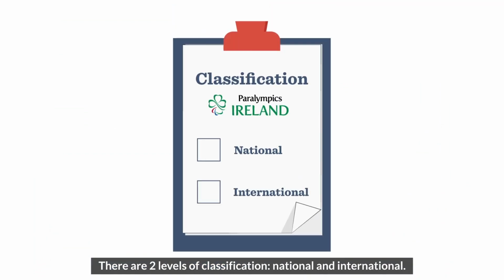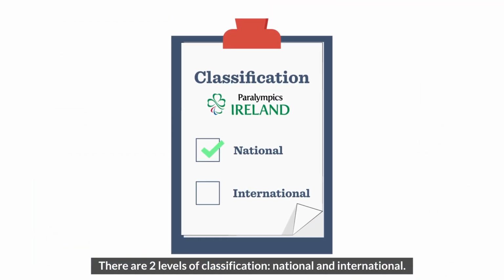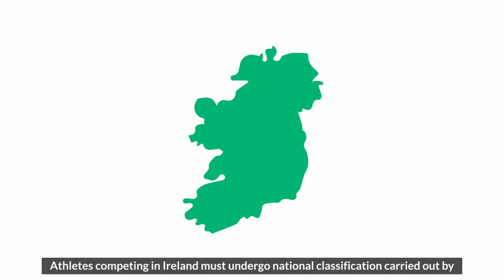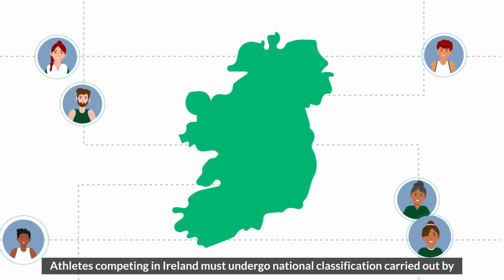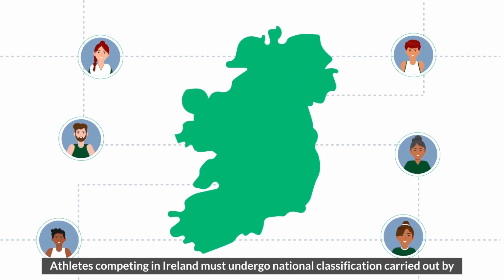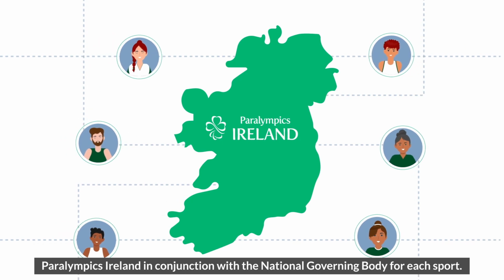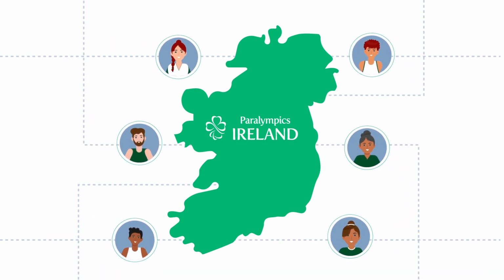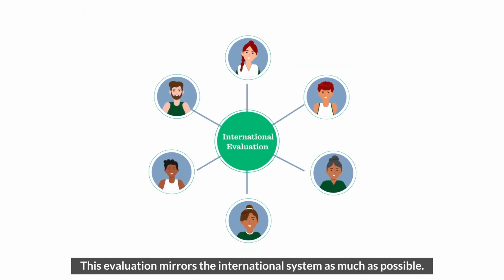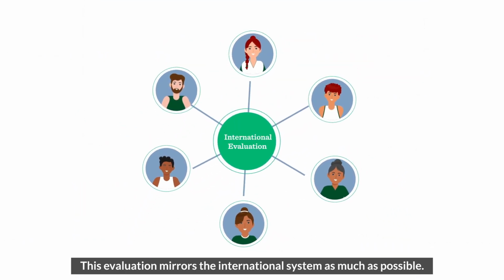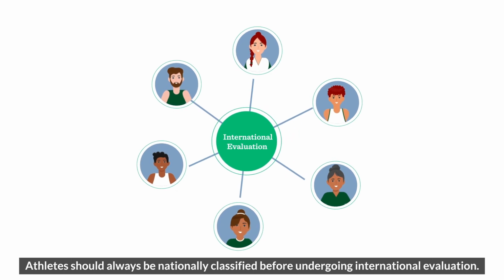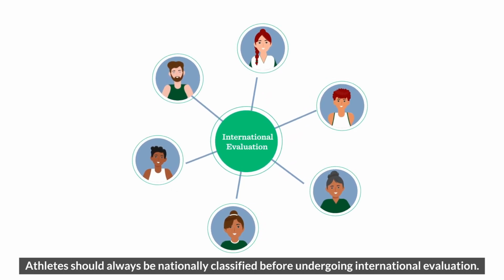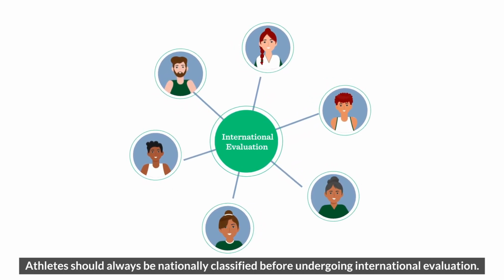There are 2 levels of classification: national and international. Athletes competing in Ireland must undergo national classification carried out by Paralympics Ireland in conjunction with the national governing body for each sport. This evaluation mirrors the international system as much as possible. Athletes should always be nationally classified before undergoing international evaluation.